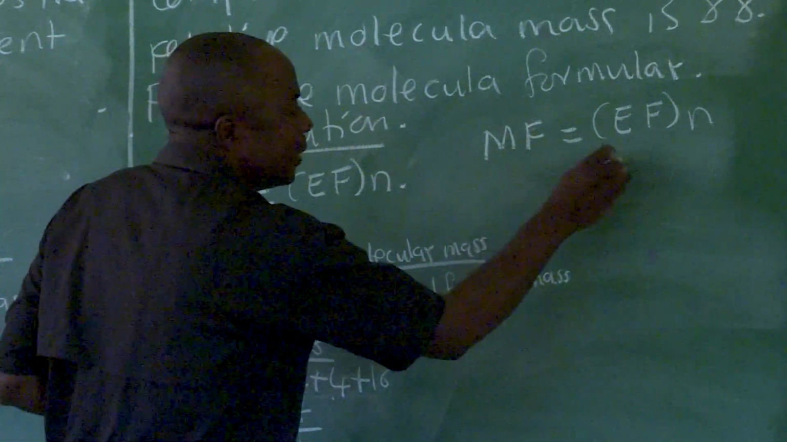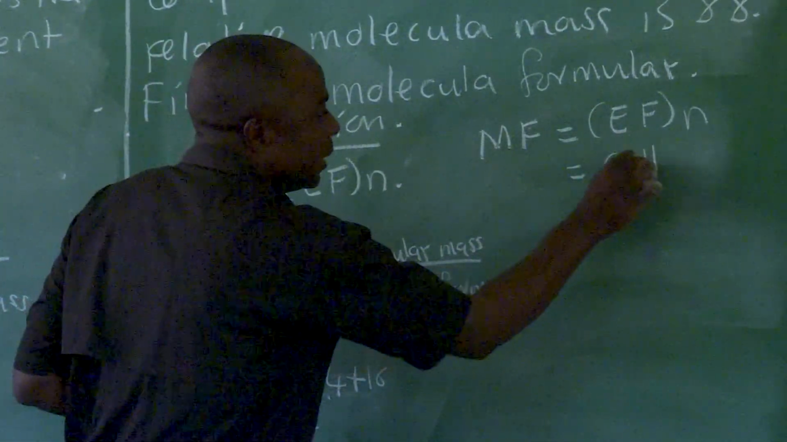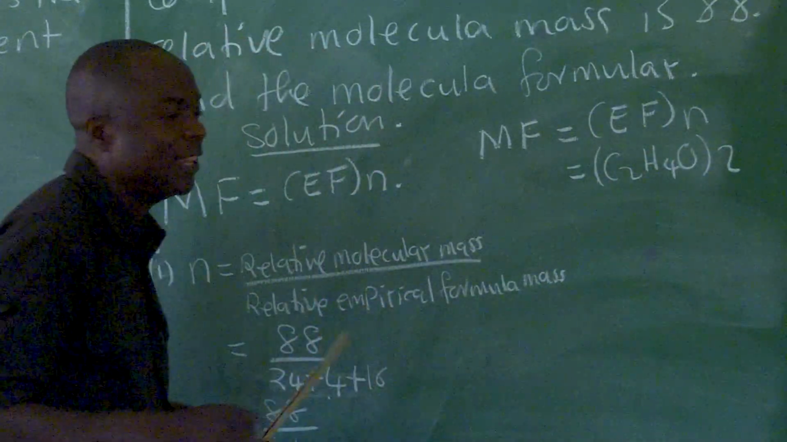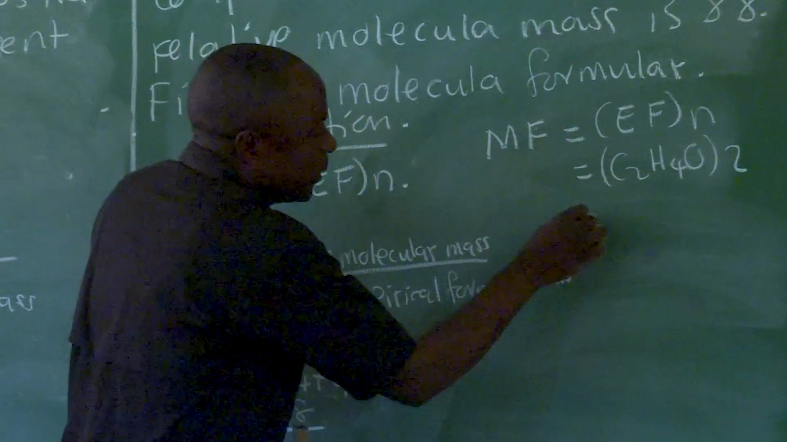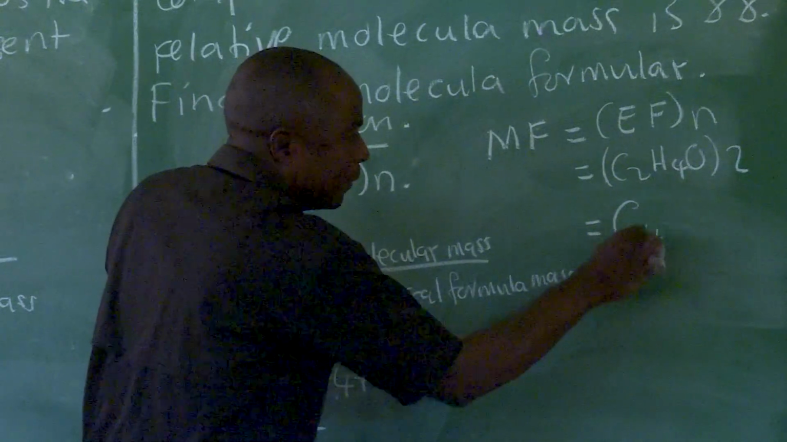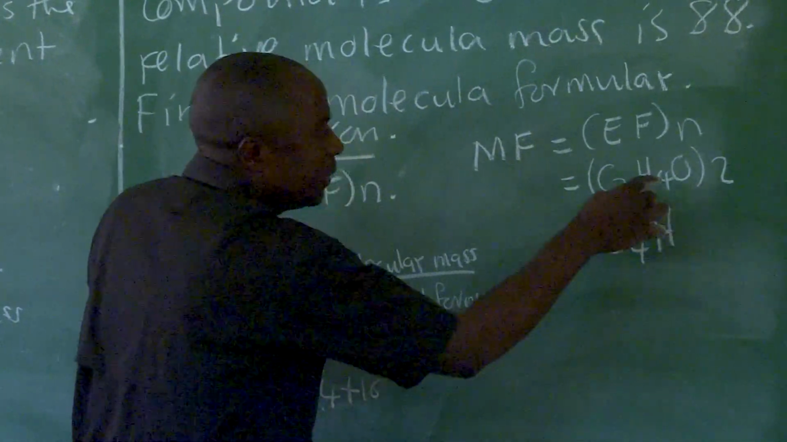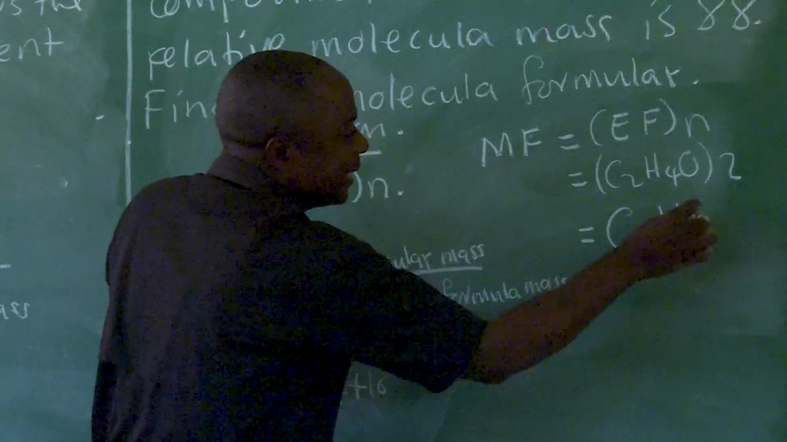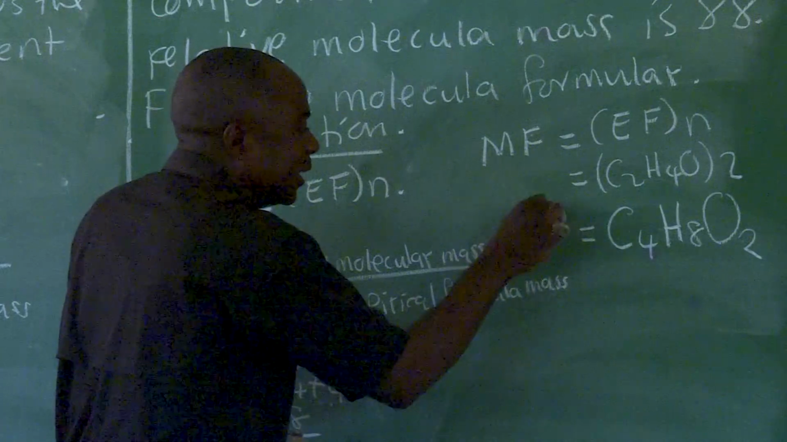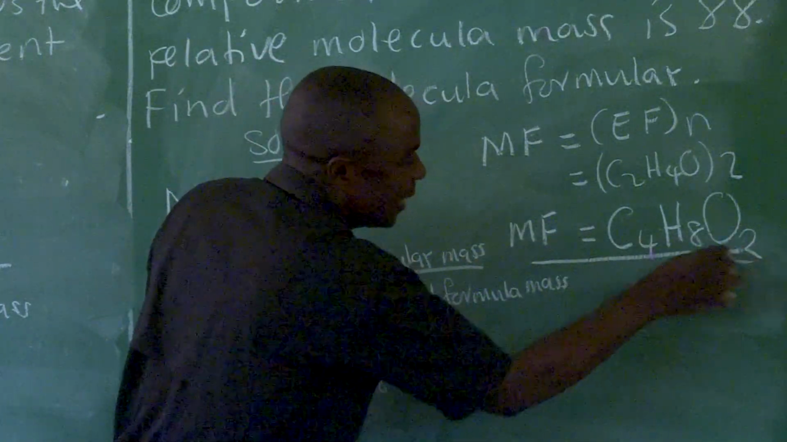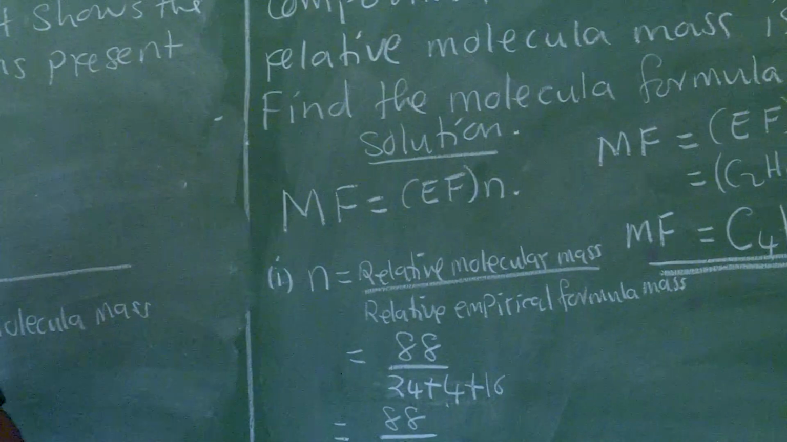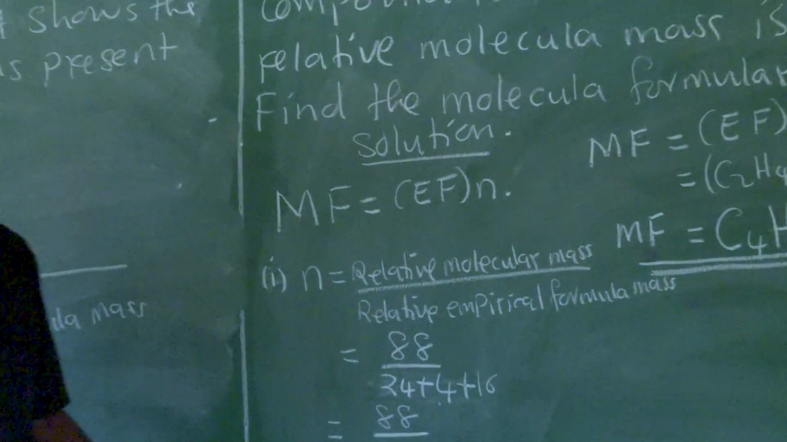So you write down your empirical formula, C2H4O, multiplied by 2. When there is n, you put 2. Then you start multiplying inside. So C, 2 times 2, 4. You write your H, 4 times 2, 8. Then O, 2. This is our molecular formula. Is it clear? Yes. So this is how you calculate the molecular formula.